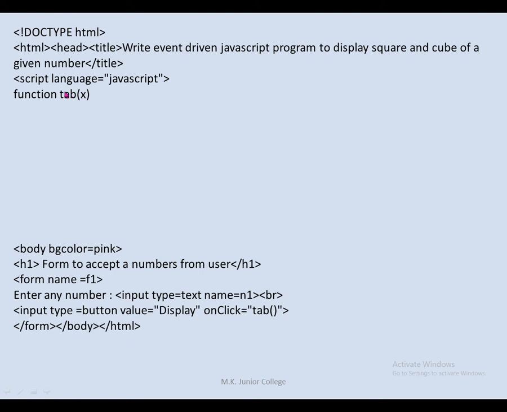So I am giving the name as a tab, and to that function, how many variables am I passing? I am passing one variable, which will be the value entered inside this text box. So I am writing here x. x is a variable which accepts the value which you are going to add inside that x.